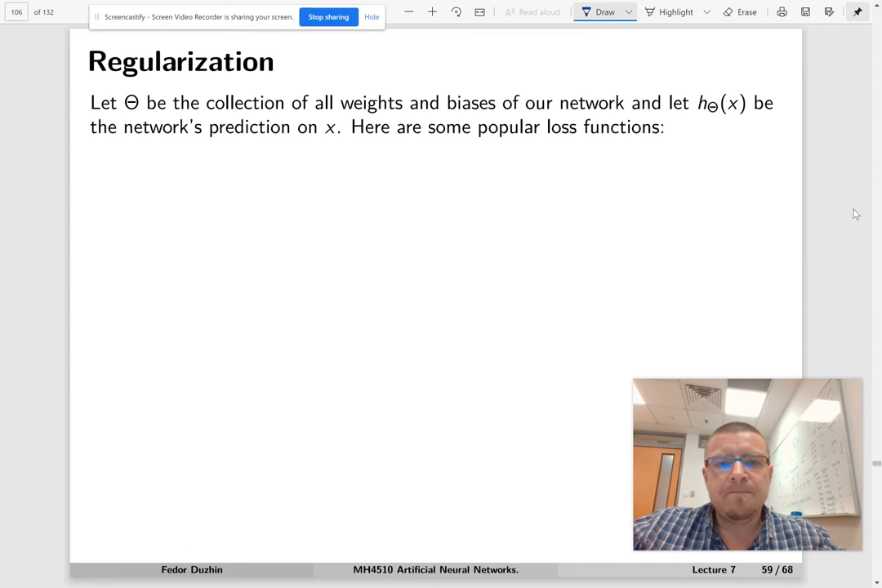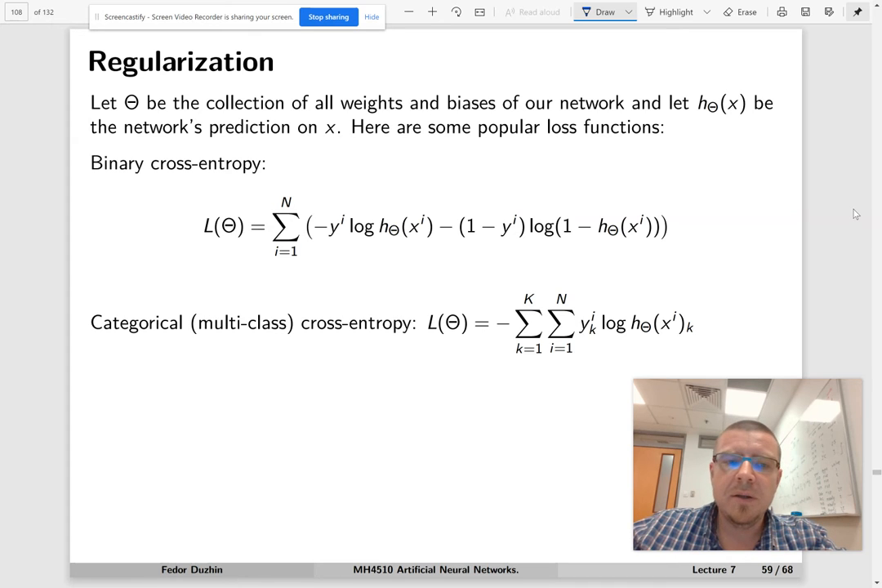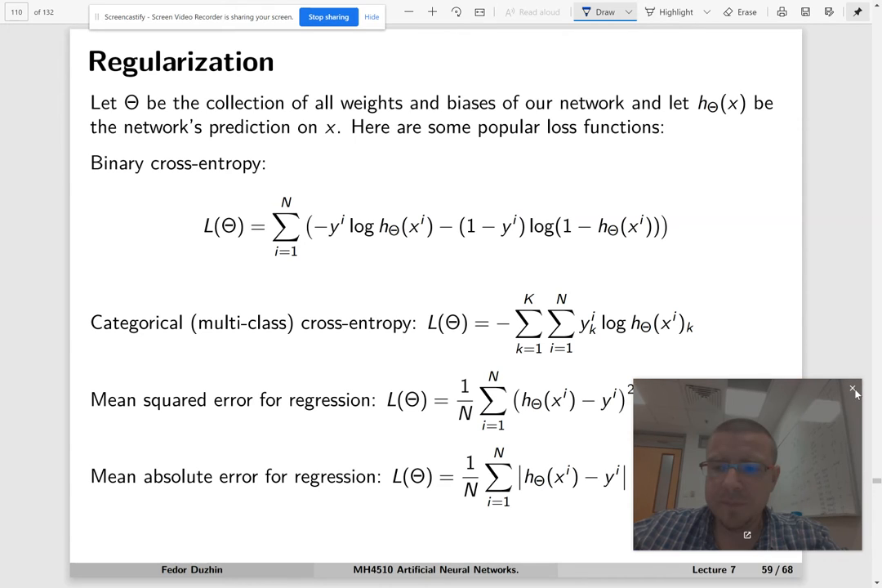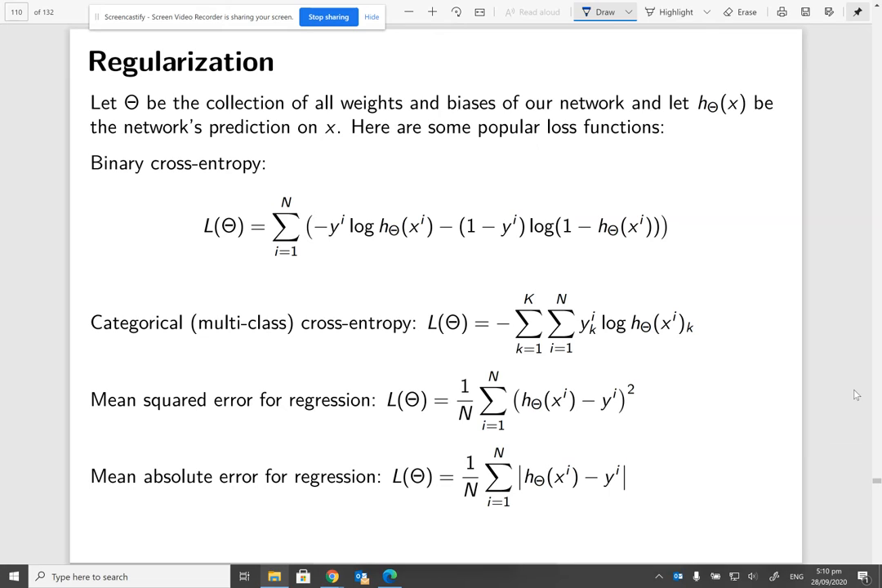So just like what we did in lecture 4, recall ridge regression and lasso, we've got to do regularization for neural networks, right? So we need to somehow prevent neural networks from overfitting. Let's first look at some popular loss functions for artificial neural networks. We have seen binary cross entropy, multi-class cross entropy, mean squared error for regression, and mean absolute error for regression. So these are loss functions.